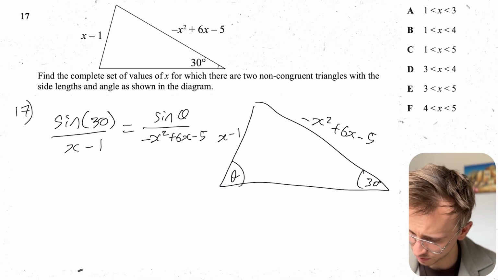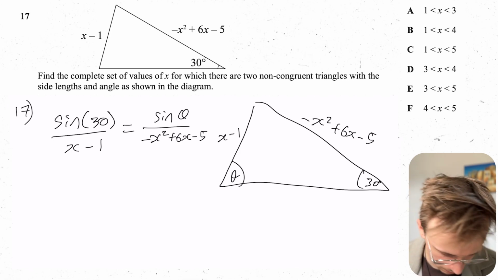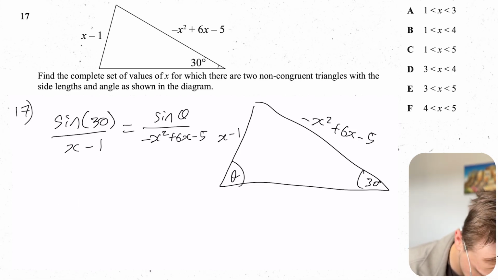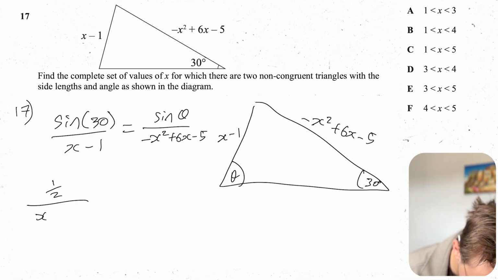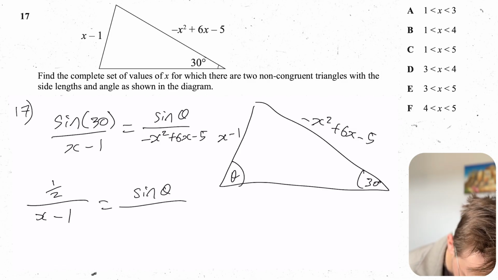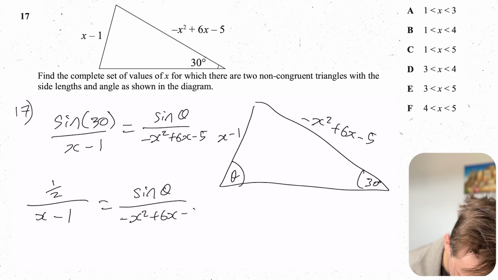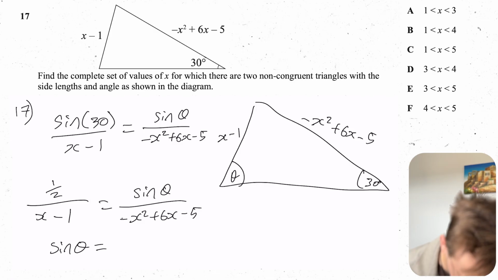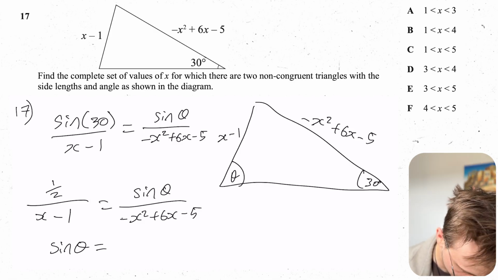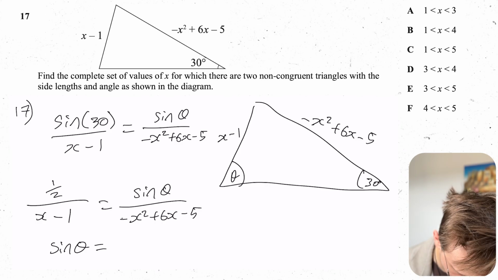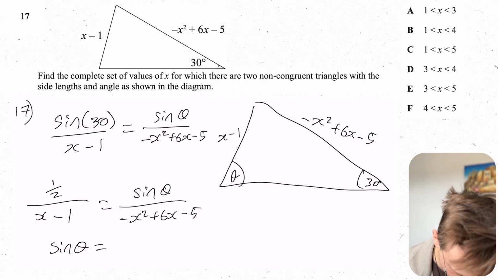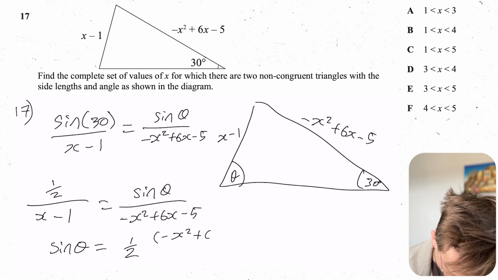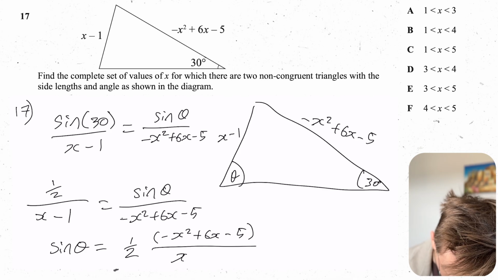Sine 30 is a half, so I've got a half over x minus 1 equals sine theta over minus x squared plus 6x minus 5. Oh god, I'm not entirely sure what I'm doing here. So sine theta equals a half, minus x squared plus 6x minus 5 all over x minus 1.